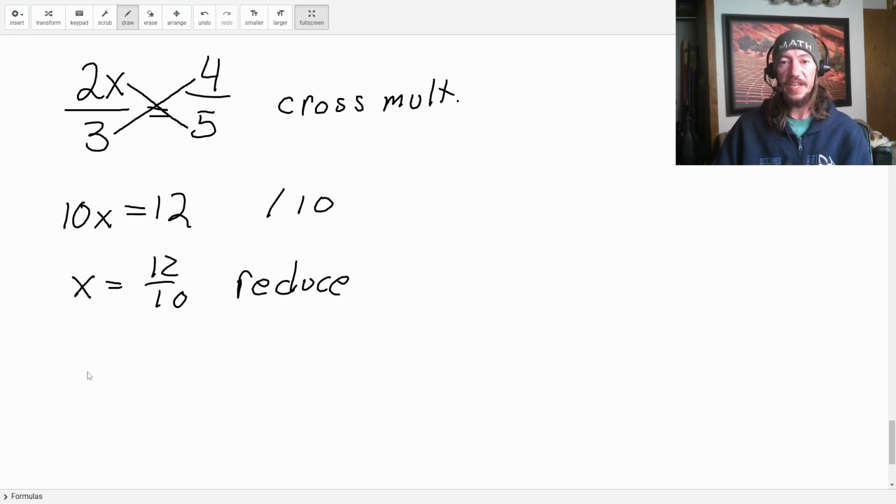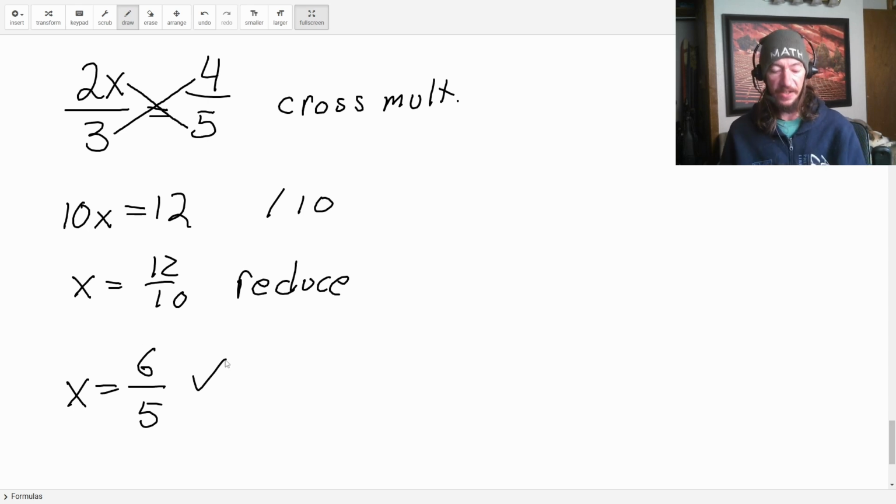12 and 10 are both even, meaning they're divisible by 2. So 12 divided by 2 is 6. 10 divided by 2 is 5. And that's our answer.